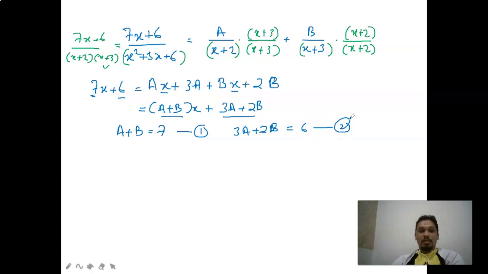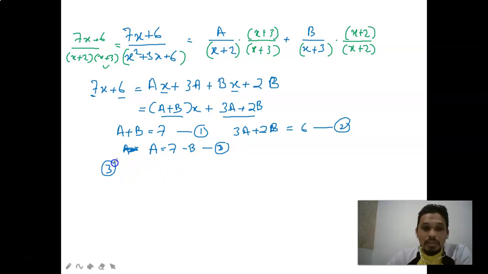Equation 2. Okay, two equations with two variables, so we use the simultaneous equation. I think that you know how we're going to handle this. Okay, for this one, let's say from equation 1, I make a equal to 7 minus b. Equation 3. So equation 3, substitute into equation 2. So we got a here, 3a, where a is 7 minus b, then plus 2b equal to 6.